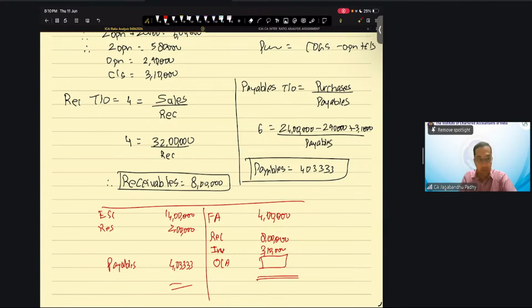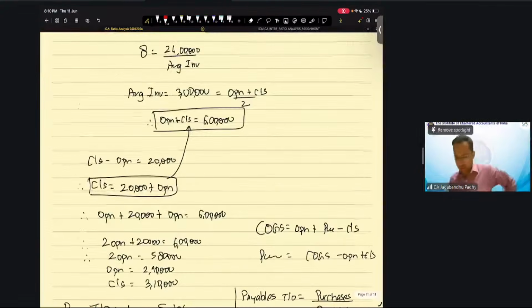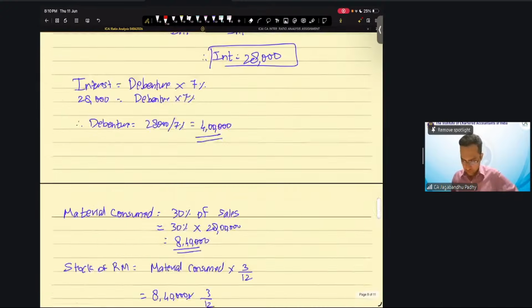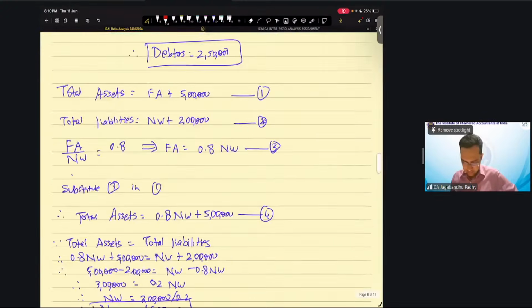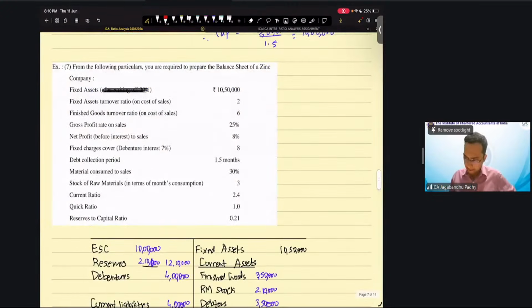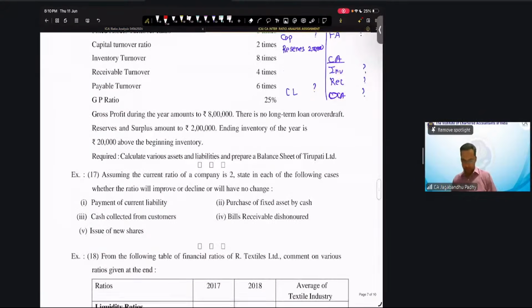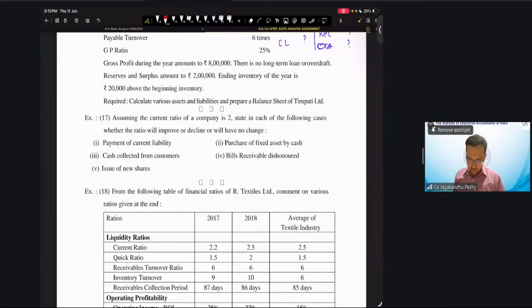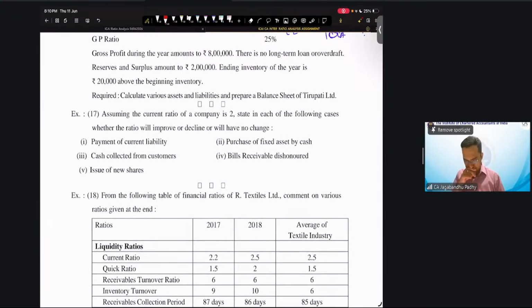Okay, 4,93,333. Fine. Perfect. Absolutely fine with this question now, which was question number 16 from our analysis. Now, let's try to answer question 17.